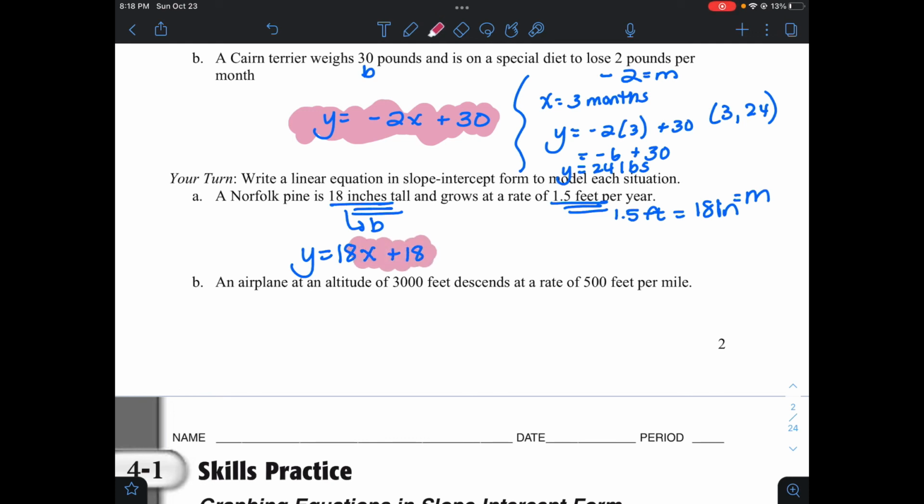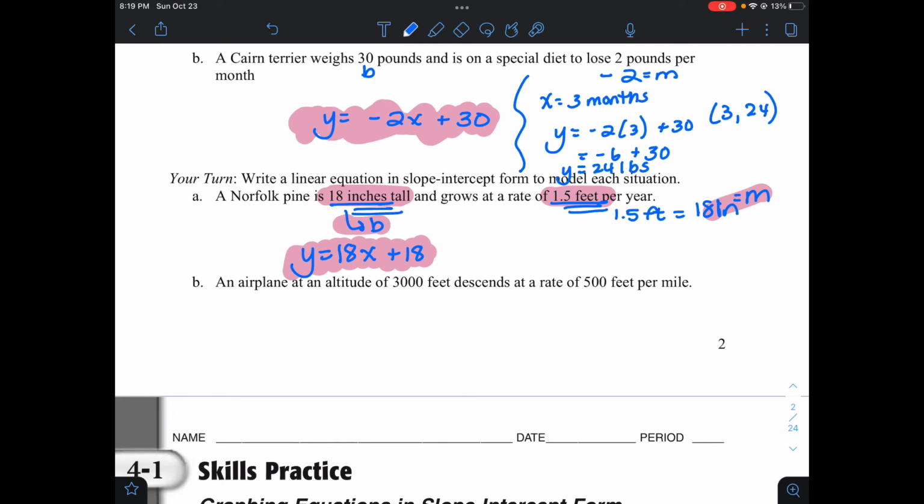Okay, now for this one, be careful because it says the rate is 1.5 feet, but it talked about how tall the tree was in inches, and you need to convert those inches to feet. So I did that here, 1.5 feet. So 1 foot's 12 inches plus half foot's 6. So 12 plus 6 is 18 inches. So I specifically wrote down which one was the M, which one was the B, even though it looks like it makes no difference. But I know you have a question like this on a test or a quiz, and it will make a difference. So please make sure you remember to change those conversions.